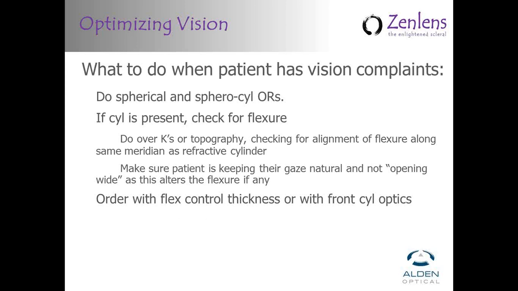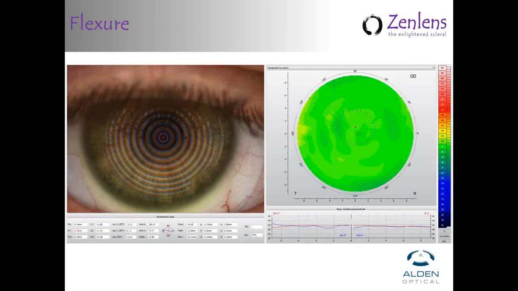Sometimes, if you're seeing flexure, check again for that landing zone, and maybe a toric peripheral curve might be more in order. If there's a lot of toricity on the sclera, that could lead to lens flexure, and putting a toric peripheral curve on there along with maybe some extra thickness and flex control will very often take care of the flexure that way.